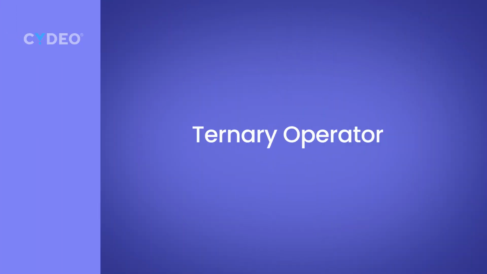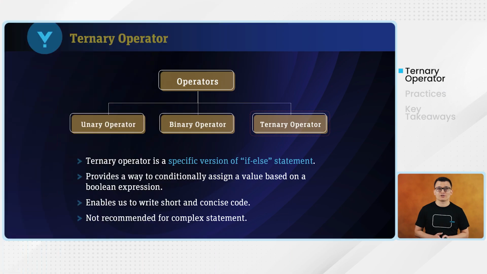When we first covered the operators, we stated that the operators are categorized into three main categories in Java. One is unary operators, then we have the binary operators, and lastly, the ternary operators. The ternary operator is a special version of the if and else statement, also known as the shorter version of the if and else statement. It provides a way to conditionally assign a value based on a Boolean expression.